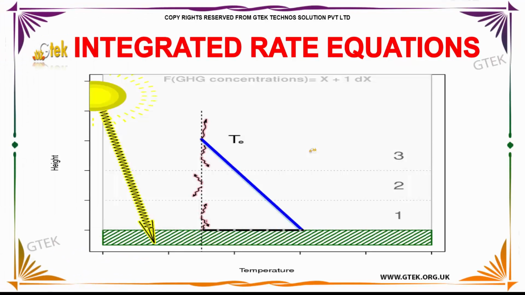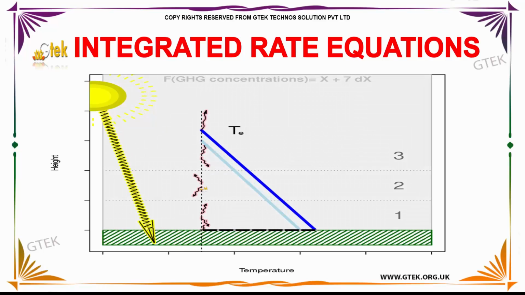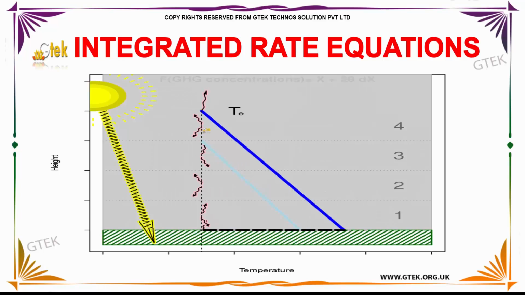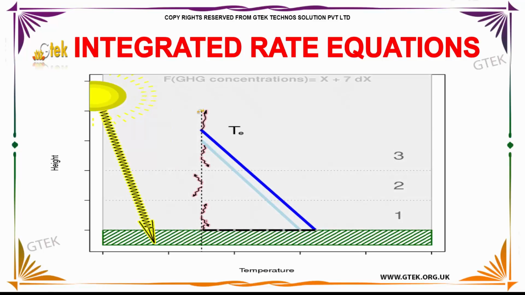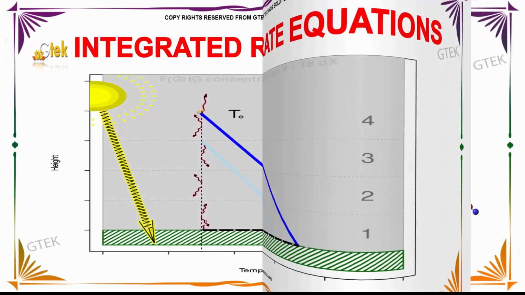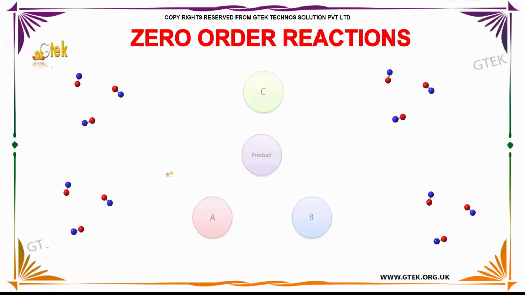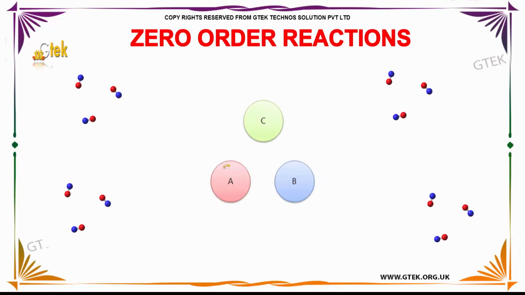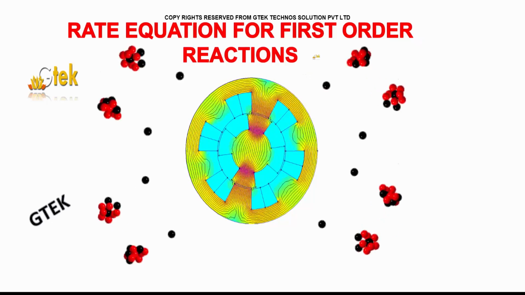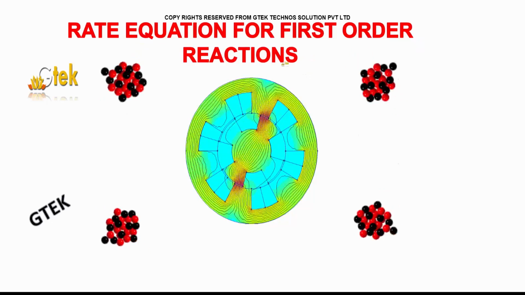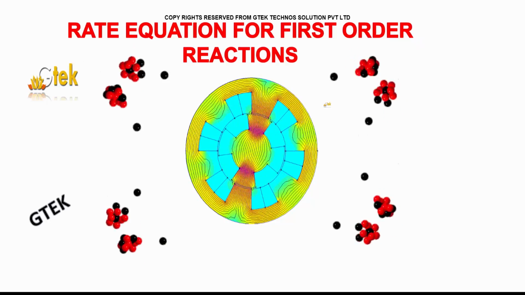So the integrated rate equation is one of the important ones, which indicates how we are going to move to the next level, from reactant into a product. And we are going to talk about the zero order reaction, how it's occurring, and also the first order reaction. So what is the rate equation under first order reaction is one area I am going to focus on.